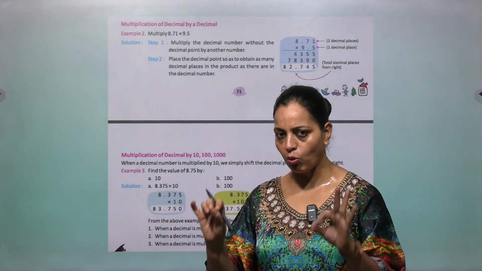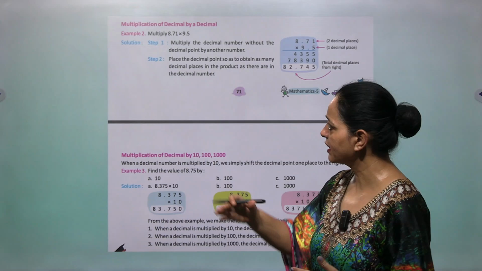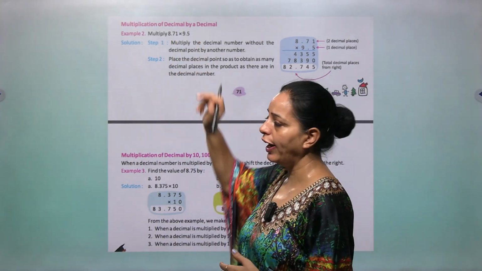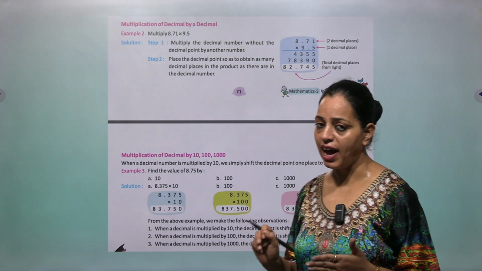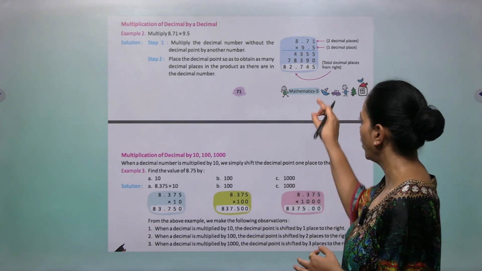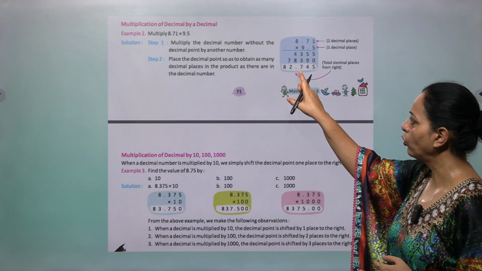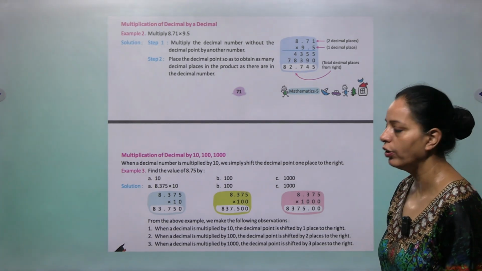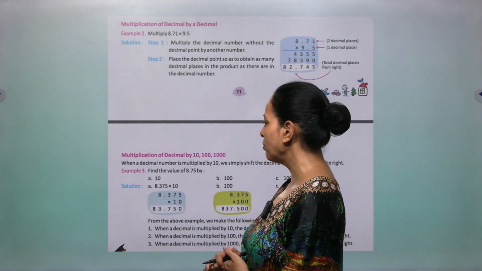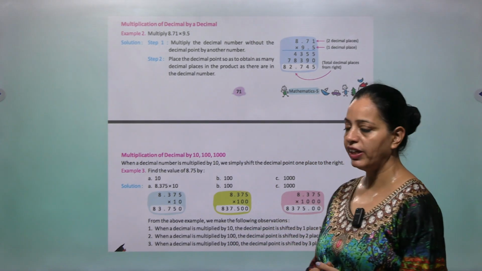Now the number of digits after the decimal point: here it is 2 and here it is 1, 2 plus 1 is 3. It means in the answer you put the decimal point before 3 digits. So what will you get? You will get 82.745. Is it clear?